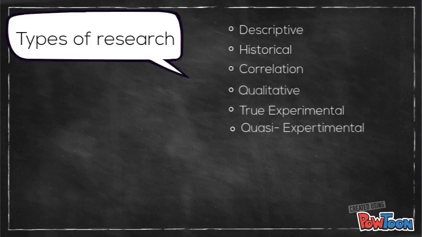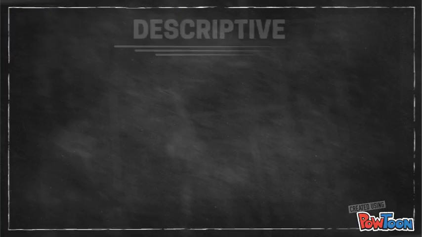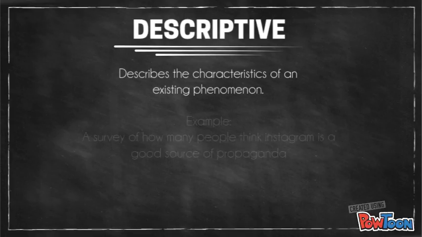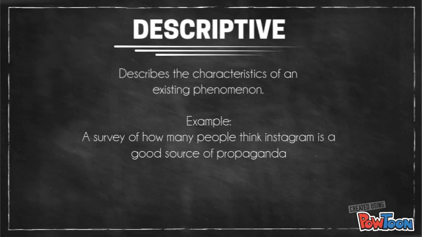These are the types of research: descriptive, historical, correlation, qualitative, true experimental, and quasi-experimental. Descriptive: describe the characteristics of an existing phenomenon. An example could be a survey of how many people think Instagram is a good source of propaganda.